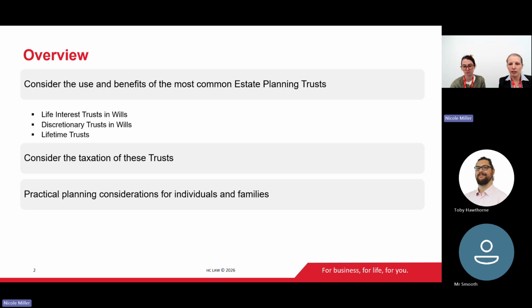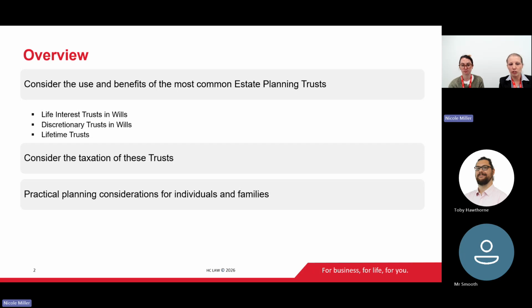Often we're approached by clients to discuss tax planning generally, and they may have been advised or be made aware of trusts either from previous solicitors or advisors, or just searching online on Google and things like that. And they may feel that it's a good idea, whether it's in their will or as a lifetime trust planning matter. Whether it's the right solution for any given individual will depend very much on their personal circumstances and what they're looking to achieve.